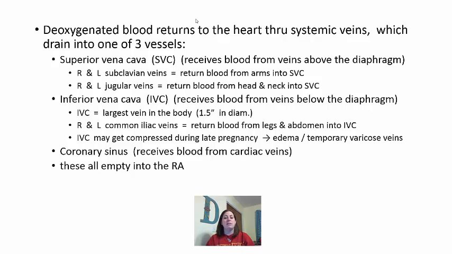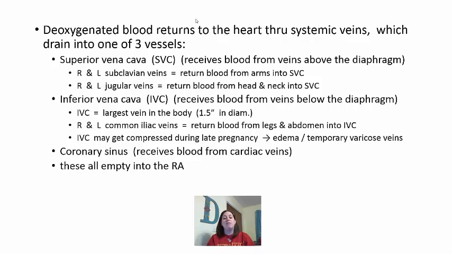We also see the inferior vena cava, which is going to receive blood from your veins below the diaphragm. Guys, the inferior vena cava is the largest vein in your body, and it's about 1.5 inches in diameter. So if we're looking at it, it's about this big. Okay, it's 1.5 inches across in diameter. It's going to also receive a lot of blood from the right and left common iliac veins, which are going to return the blood from your legs and your abdomen.